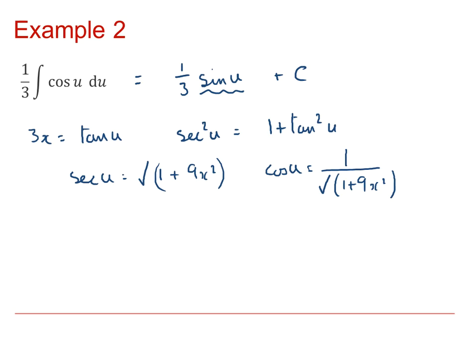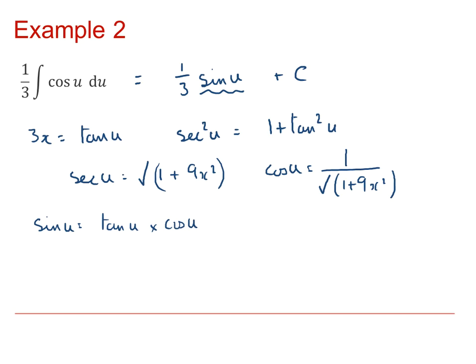So we're going to use the fact that sine u is equal to the tangent multiplied by the cosine. So that sine u is equal to tan u multiplied by cos u.